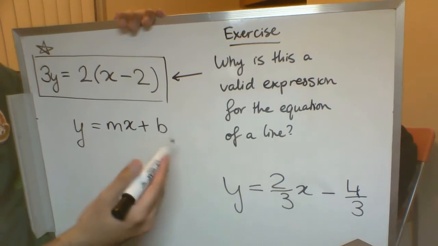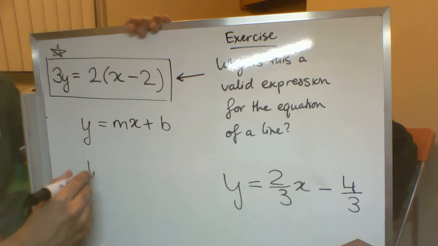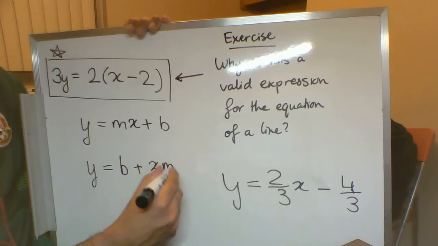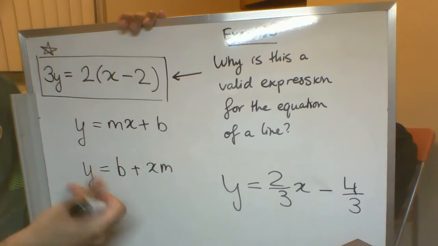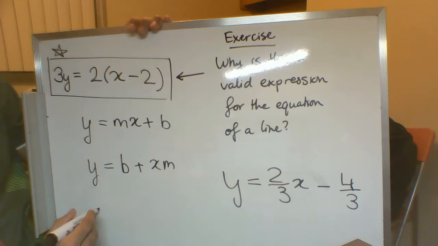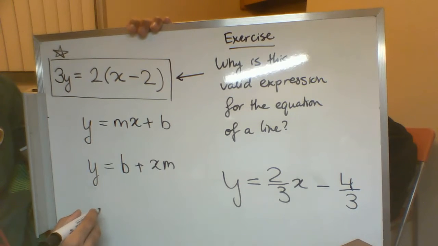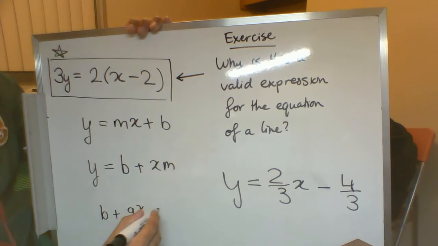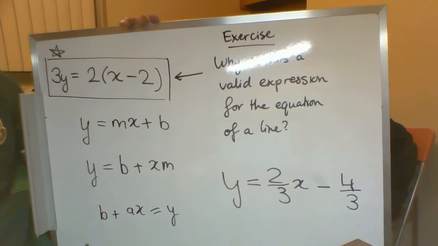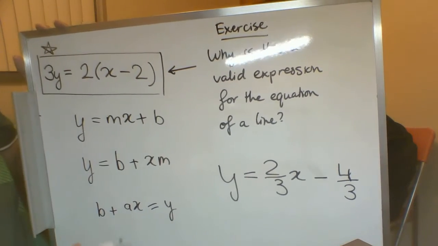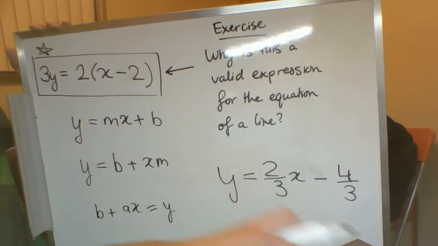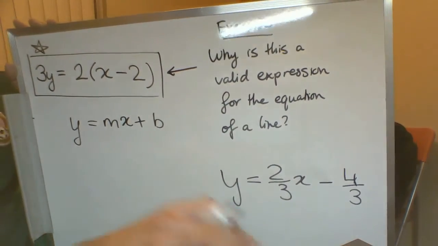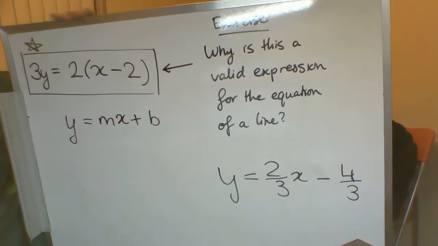This is the form that we're comfortable with, and we talked about how you can move things around a little bit. I could have written this as b plus xm, for instance, and it's still the equation of a line. I could have swapped the sides. I could have used different letters, something like b plus ax equals y, and that's still the equation of a line that looks something like what we started with. But what we've got up in the box looks totally different from anything else that we've got.